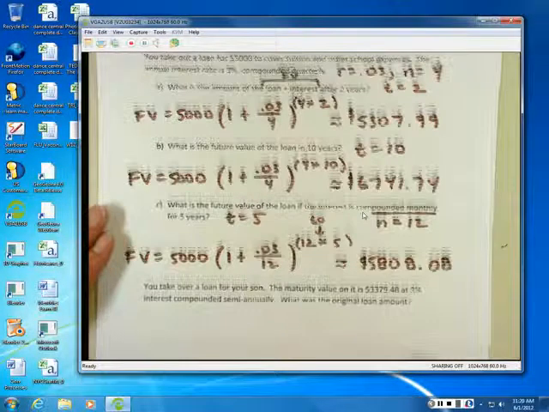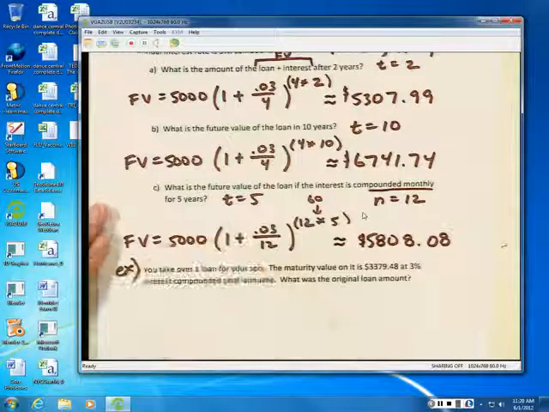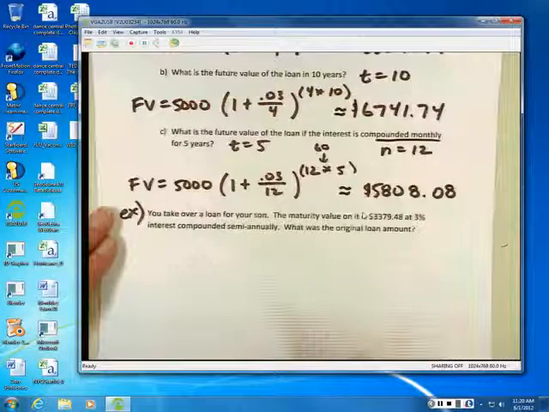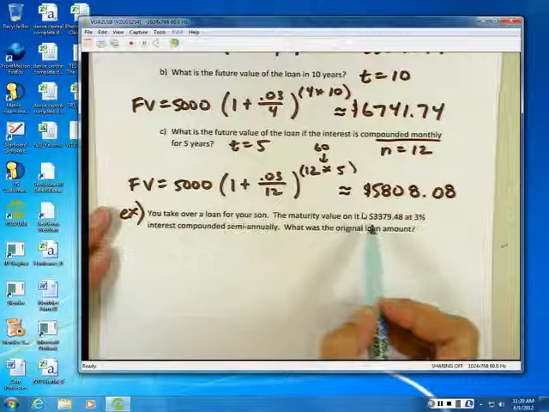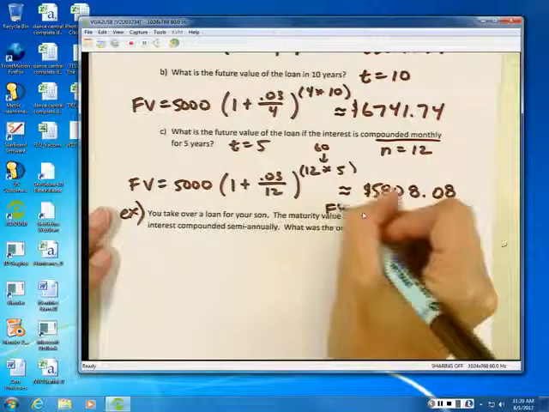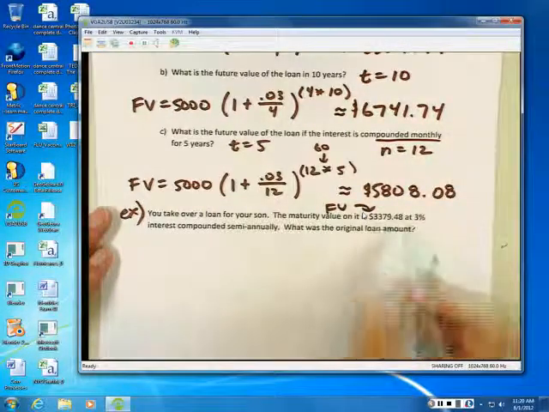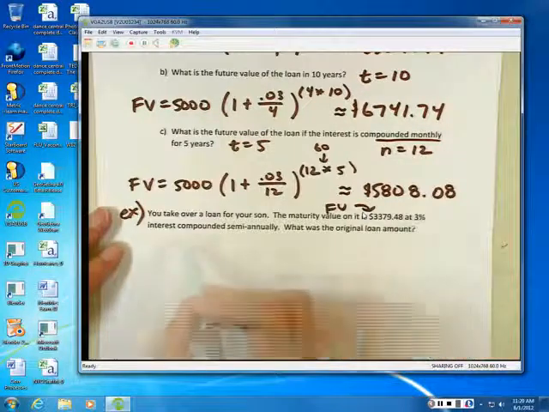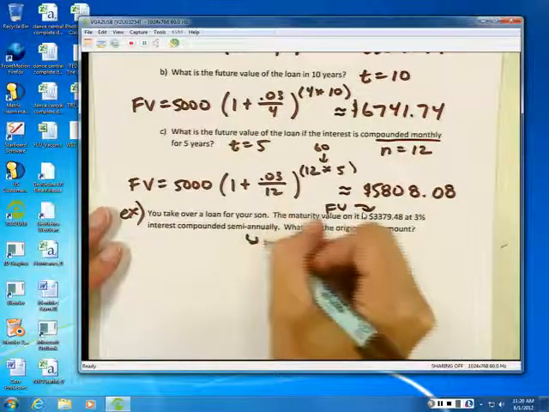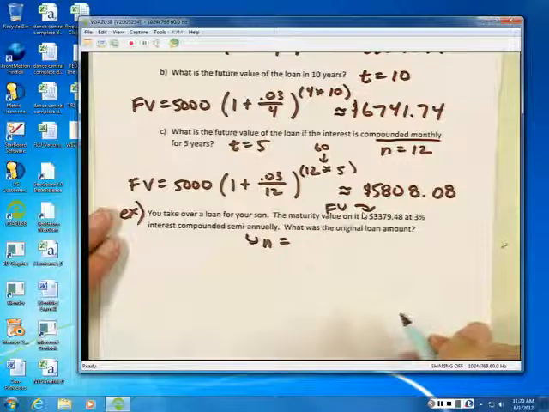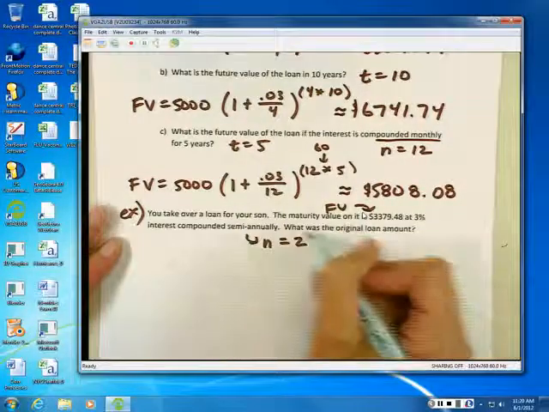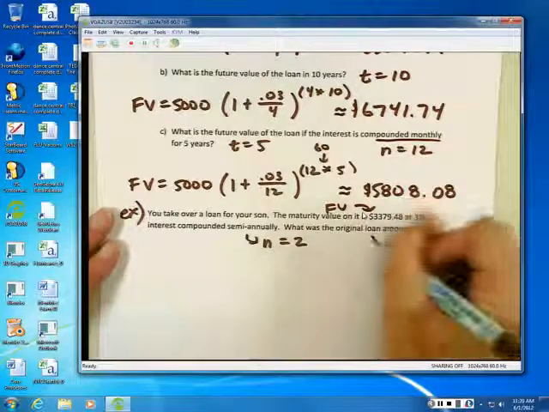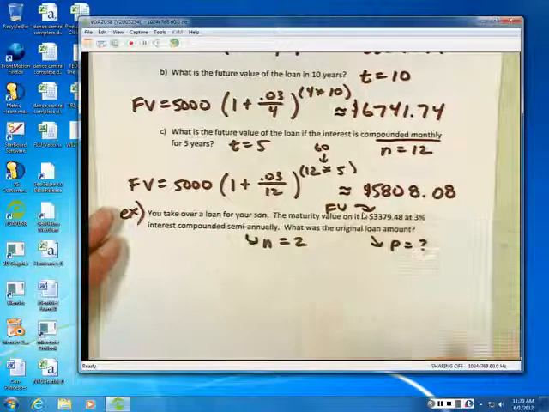Okay, next example. So here's another example. You take over a loan for your son. So your son borrowed money, now you're going to pay it off for him. The maturity value on it, this is the future value, is $3,379.48. It was at 3% interest, compounded semi-annually. What n would that be? Semi-annually. So that would be twice a year. So n is equal to 2. What was the original loan amount? So that means that I don't know what P is.